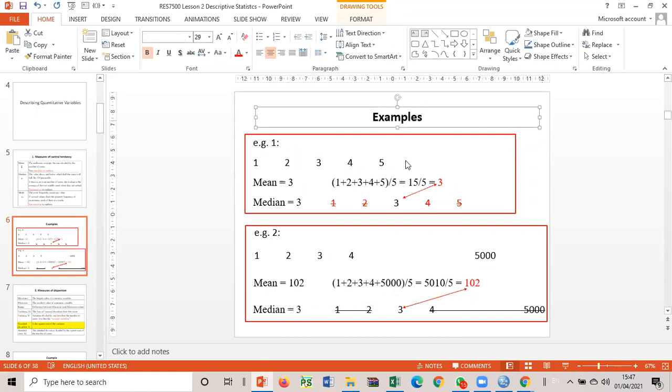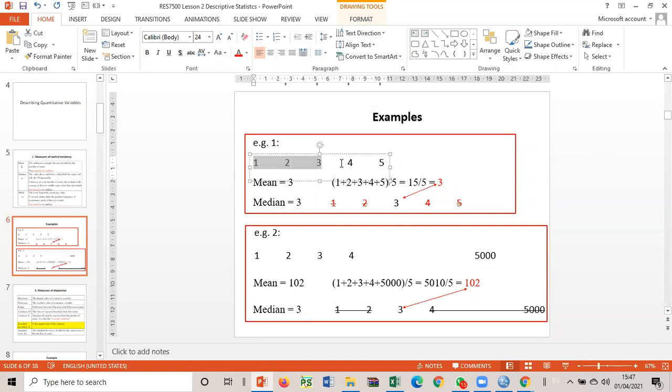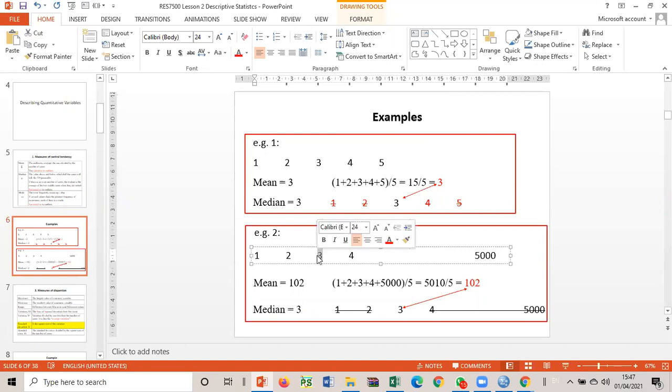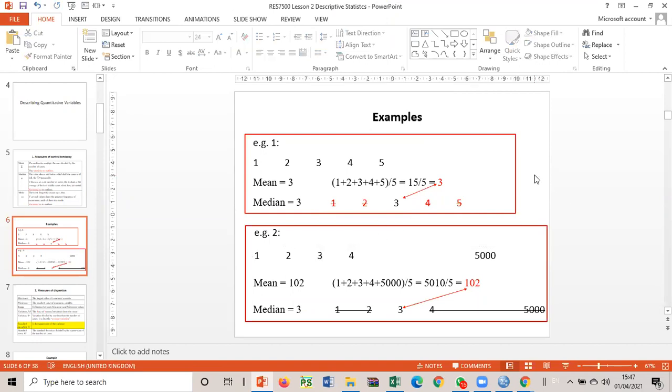Okay. Here, symmetry means what? There is a center point. If you cut here, you get equal halves. Whereas here, the mean is somewhere here, the median somewhere here. There's a huge difference between the mean and median. Therefore, the data is not symmetrical. Are you following?